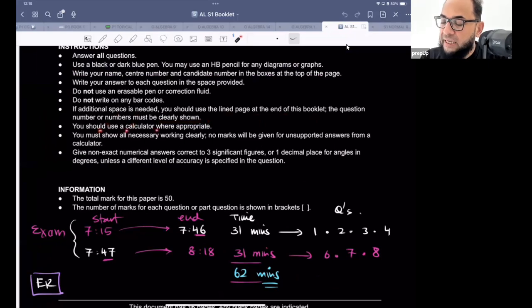You should use a calculator where appropriate. You must show all necessary working clearly. No marks will be given for an unsupported answer from a calculator. That means if you do not show the working, you just plug these two equations into the calculator and write down the answer, you won't be obtaining any mark. Give non-exact numerical answers correct to 3 significant figures. That is the general rule. Or 1 decimal place for angles in degrees, this is P1, unless a different level of accuracy is specified in the question.